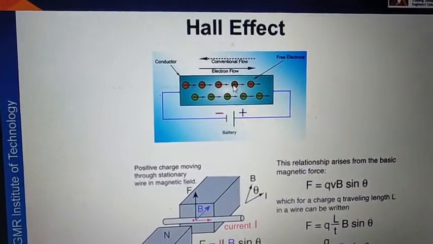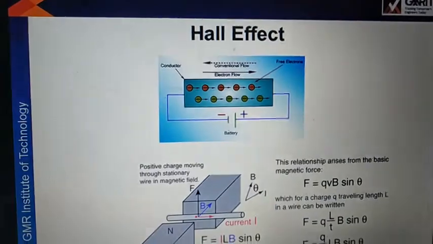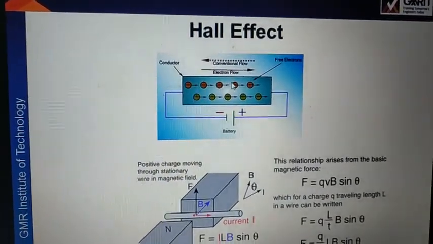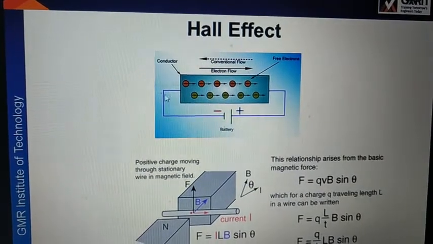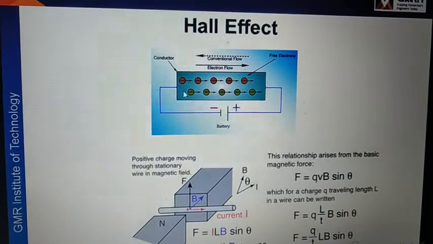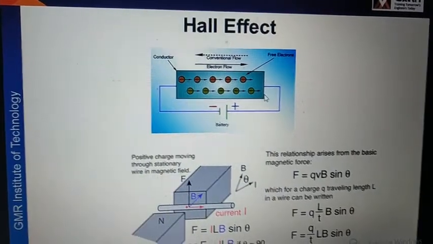What is Hall effect? So before going to define what is Hall effect, let me explain what this diagram is. Here I am taking a conductor. So I connected my conductor to the two sides of the battery.